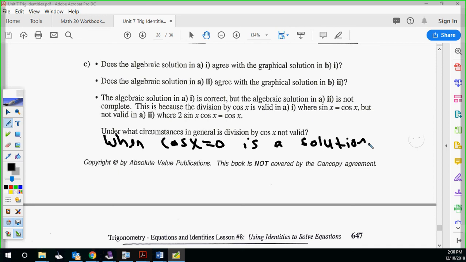Okay, they're going to finish it up here on the next page, and then we're going to go to our last example, and then we'll be done. Any questions?